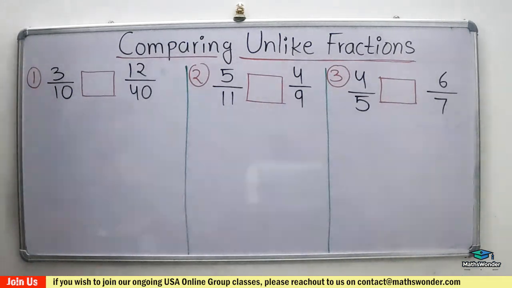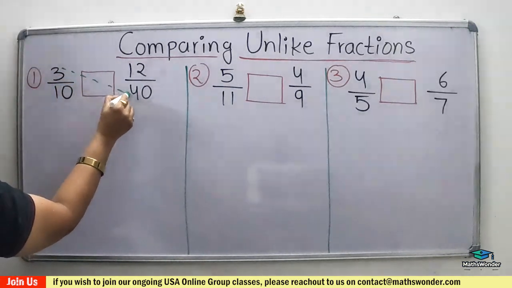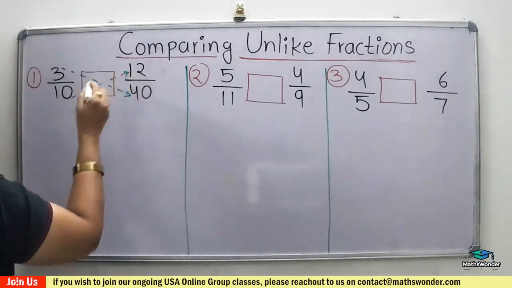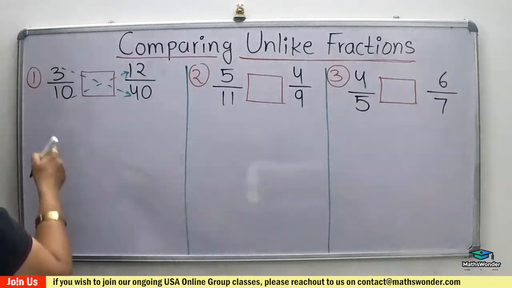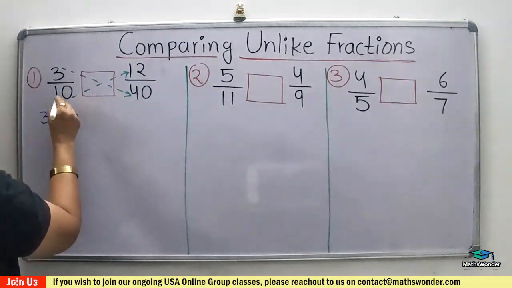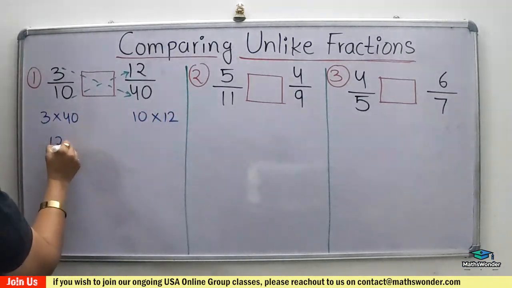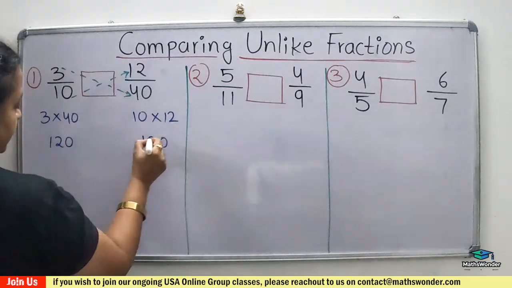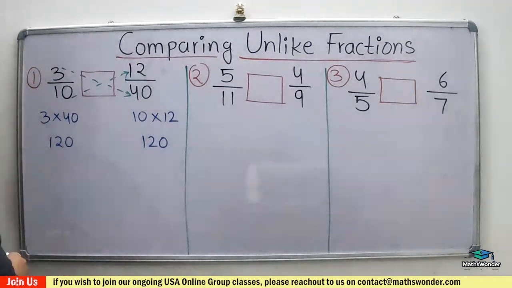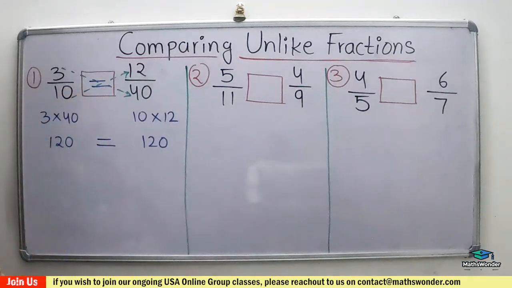In this, you multiply this numerator with this denominator, and this numerator with this denominator. Denominator multiplied with numerator. So 3 times 40 and 10 times 12. And check: 120, 120. Both the numbers are equal. So we can say that yes, these two fractions are equal.